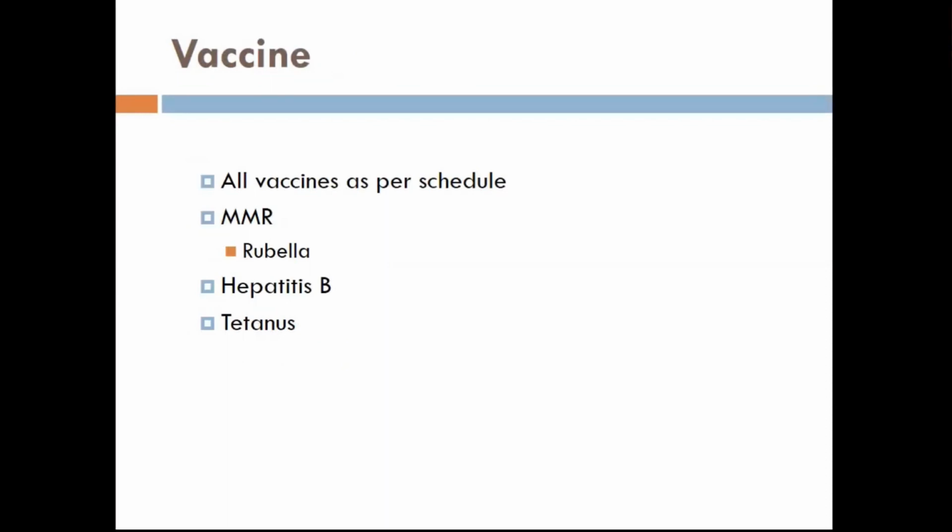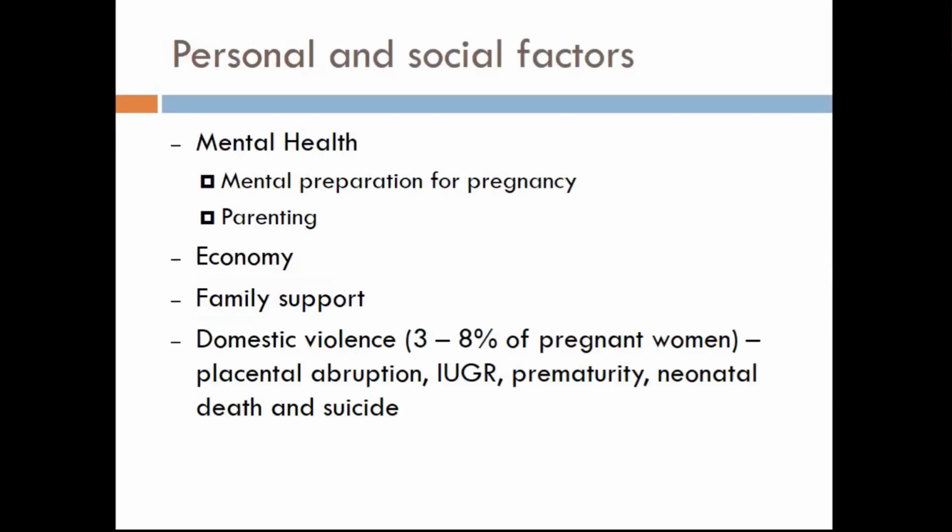Vaccines, all vaccines as per schedule: MMR, rubella, hepatitis B, tetanus. Rubella is important. Then there are personal and social factors. Domestic violence is important. 3 to 8% of pregnant women experience domestic violence throughout the world. There can be placental abruption, IUGR, prematurity, neonatal death, and suicide.